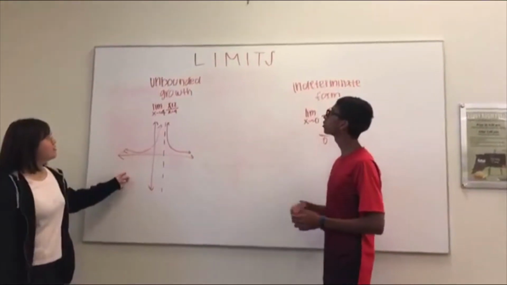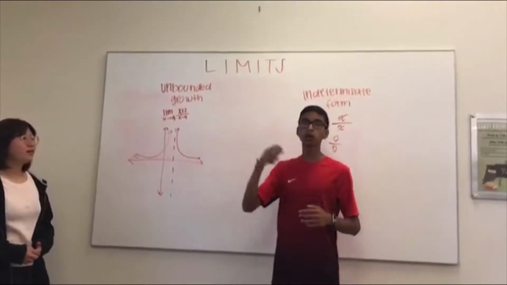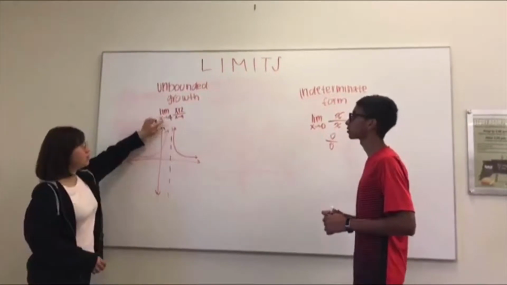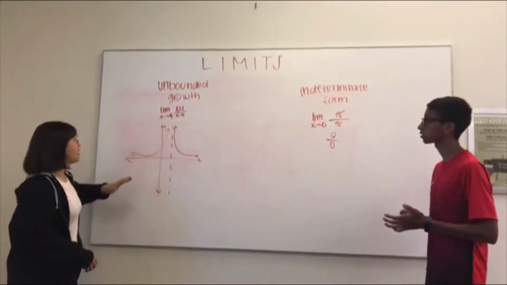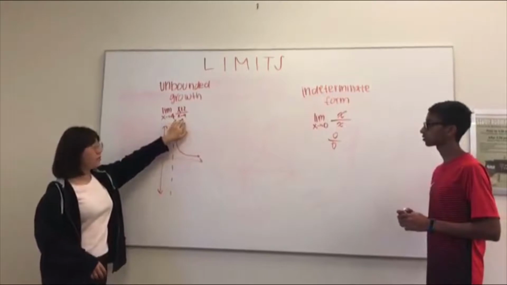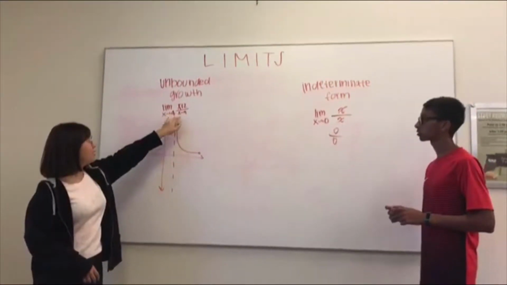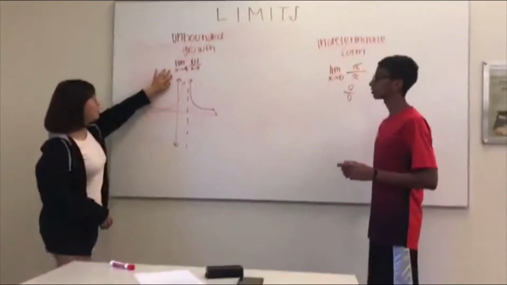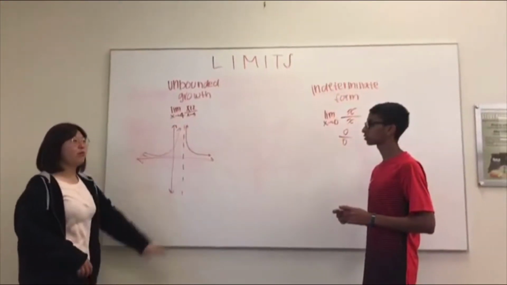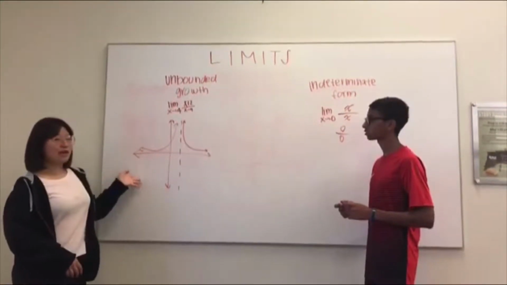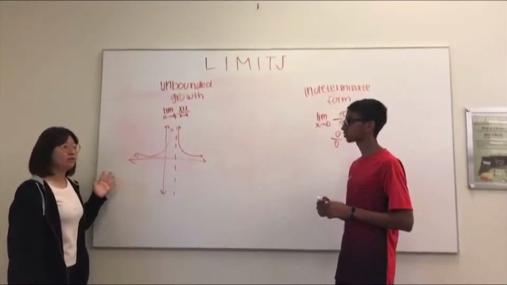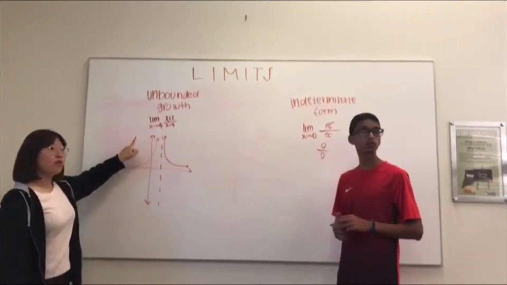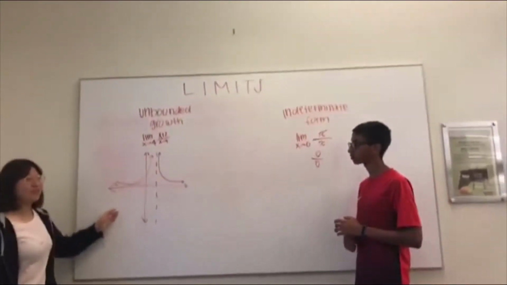Okay. So for this, we'll talk to you about unbounded growth and indeterminate form. For unbounded growth, we have the limit as x approaches 4 of (x plus 2) over (x minus 4). In this case, if you were to plug 4 into the denominator, we would get 0. However, if you put in numerical values that are close to 4, for example, 3.9, 3.99, 3.999, or 4.1, 4.01, or 4.001, you would get that the limit approaches infinity, which is due to unbounded growth.